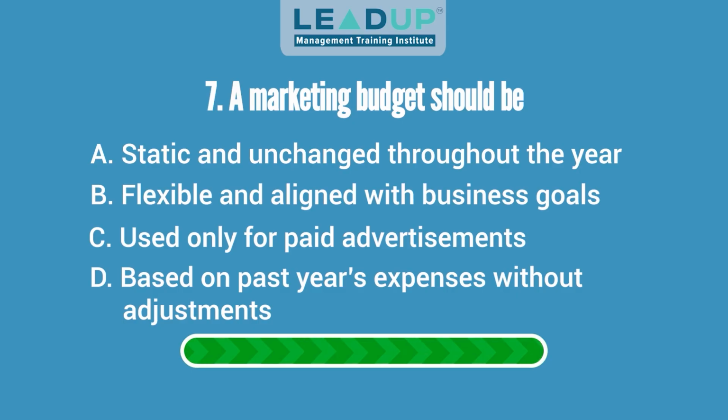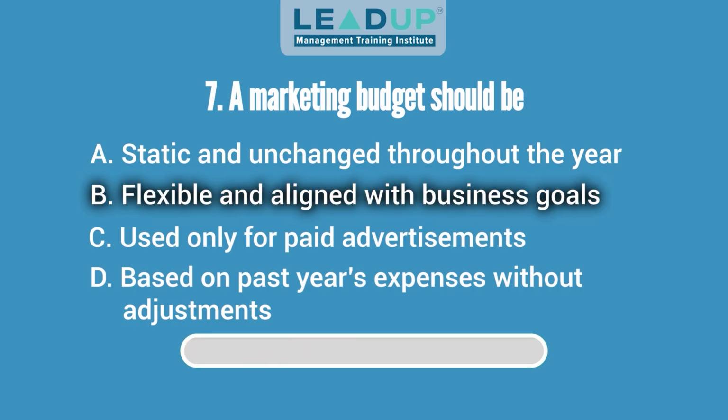Question 7. A marketing budget should be A. Static and unchanged throughout the year. B. Flexible and aligned with business goals. C. Used only for paid advertisements. And D. Based on past year's expenses without adjustments. Answer: flexible and aligned with business goals.